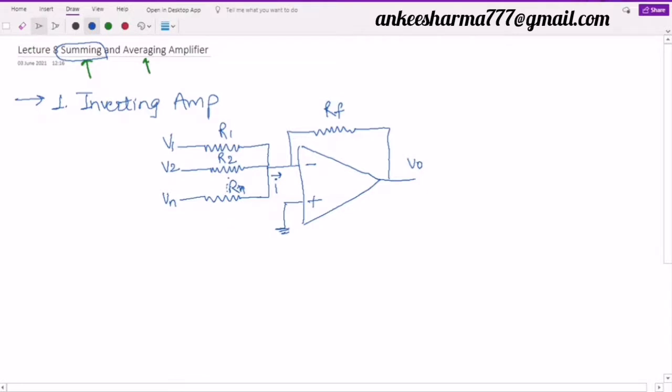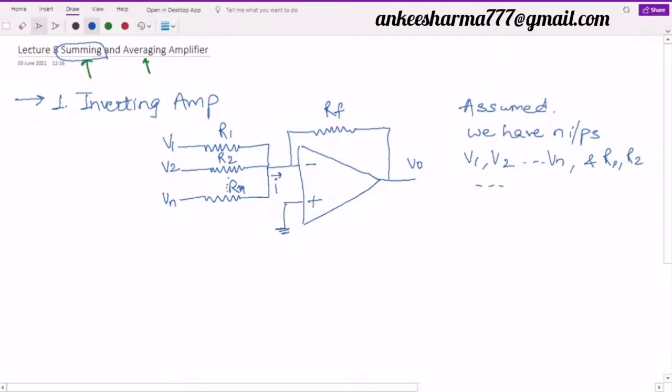What we have assumed here is n inputs, and those inputs are V1, V2, and so on up to Vn, and we have resistances also, R1, R2, and so on up to R. The resistances are series resistances to these sources, right? This is what we have assumed to explain the concept of our averaging and summing amplifier.